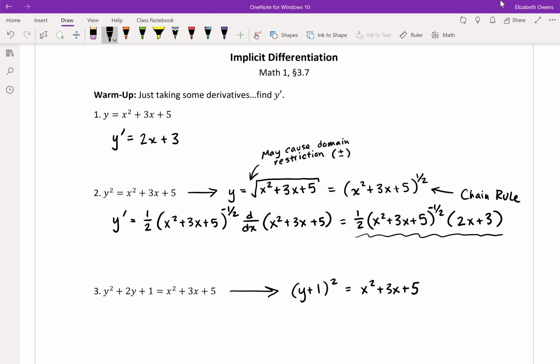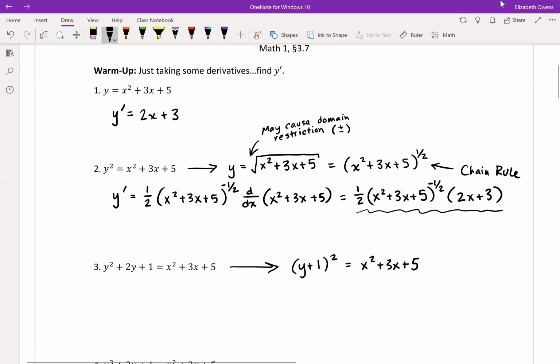So we might try doing a similar thing as in number 2. Okay, you might square root both sides of this again. And again, it might cause a domain restriction of some sort. It could cause some real issues with plus or minus, but we're just trying to crank through the derivative however we can here.